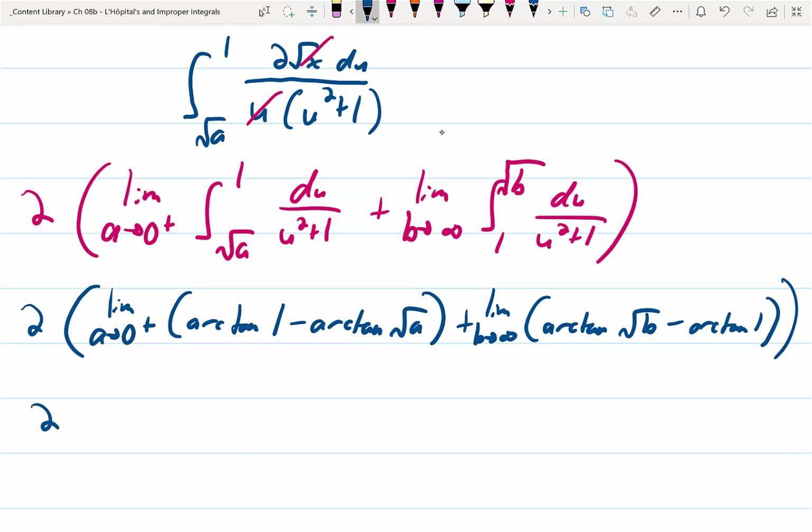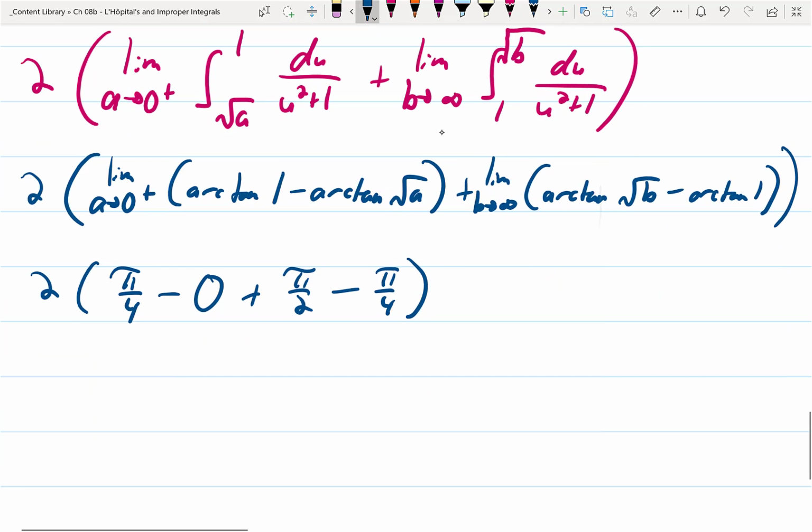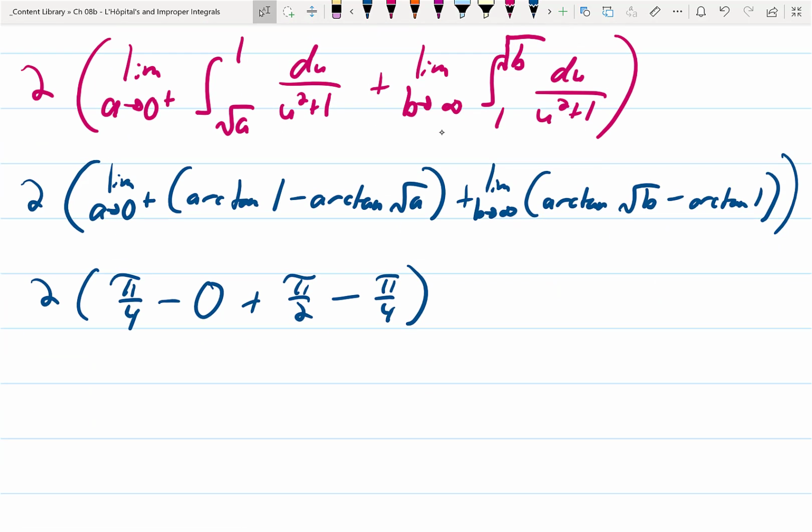Okay, now we evaluate. What's the arctangent of 1? What's the angle whose tangent is 1? Yeah, that's pi over 4. Minus arctangent of 0 is 0. Plus arctangent of infinity, pi over 2, minus arctangent of 1. And everything just kind of collapses down and becomes pi.